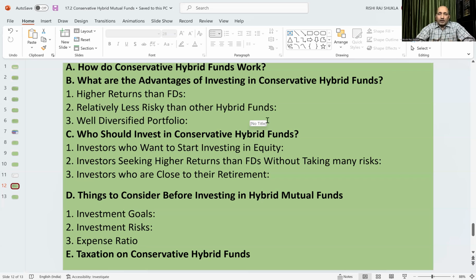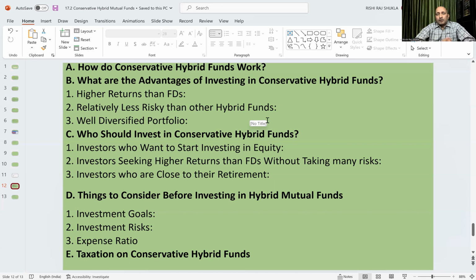One thing I would like to highlight here: we should see the goal, how far away the goal is. If the goal is coming in the short term or medium term, then we should look for a conservative hybrid fund. For a goal less than 3 years, you can even go here because only a little part is equity. If it is 3 to 5 years, then it is best suited.